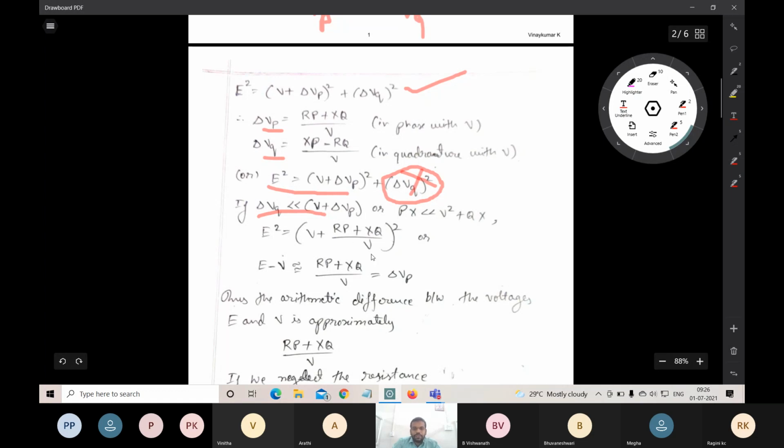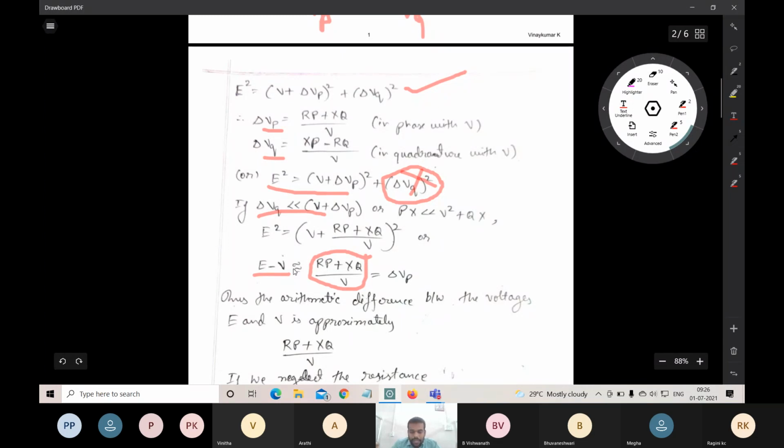Okay, now bring this V to the left side: E square minus V square equals Rp plus XQ by V whole square. The square gets cancelled, so E minus V is approximately equal to Rp plus XQ by V. This Rp plus XQ by V gives you the delta Vp. So what is the conclusion here? The conclusion is that delta Vp, Rp plus XQ by V, is almost equal to E minus V.